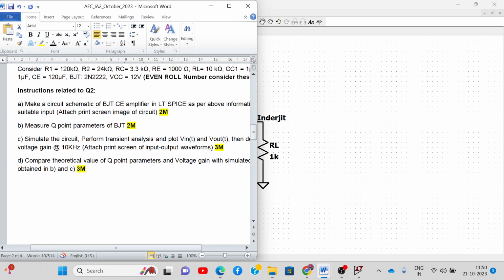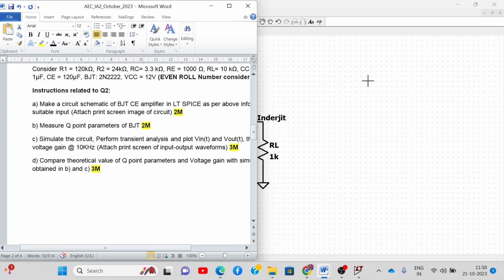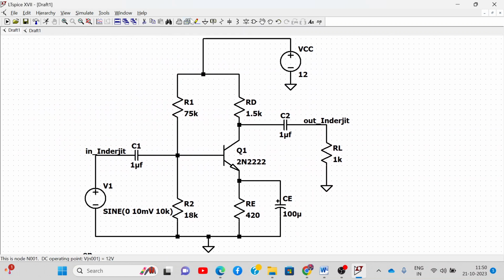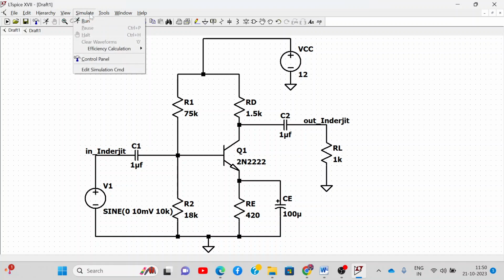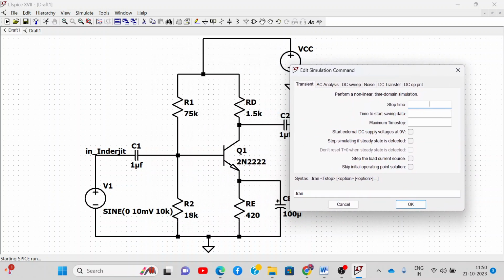Simulate the circuit, perform transient response, plot V in and V out, and determine the voltage gain at 10 kilohertz. So for this you need to cancel the operating point analysis, simulate, run, transient response. Here I've given 10 kilohertz, so the timing will be 0.1 millisecond. Here I'll give 0.3 millisecond.